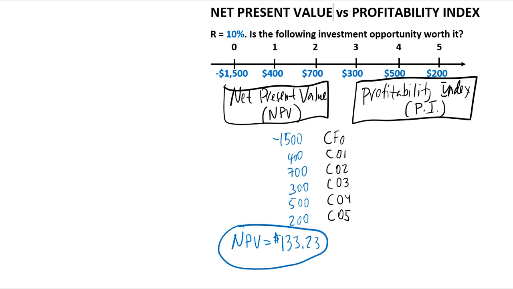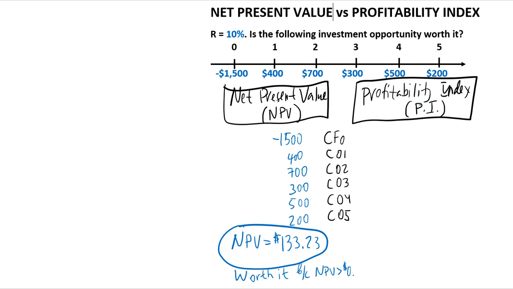Okay? What does it mean? How do we interpret this number? It's more than $0, right? It means the amount of money you get back in all future years is higher than the $1,500 that you would need to invest today by $133.23. So you will make a profit. So the investment is worth it, right? Worth it because NPV is greater than $0. Okay? That's how the math works with the NPV approach.